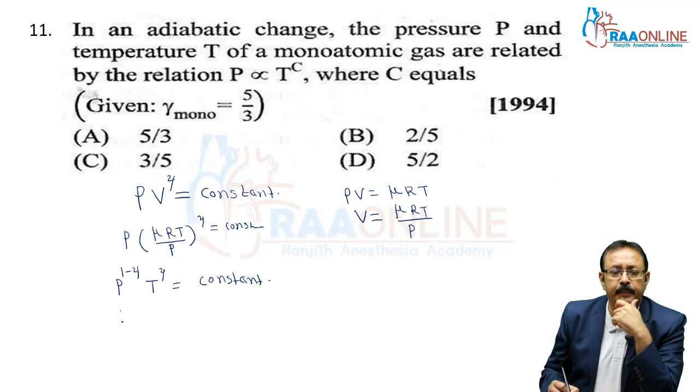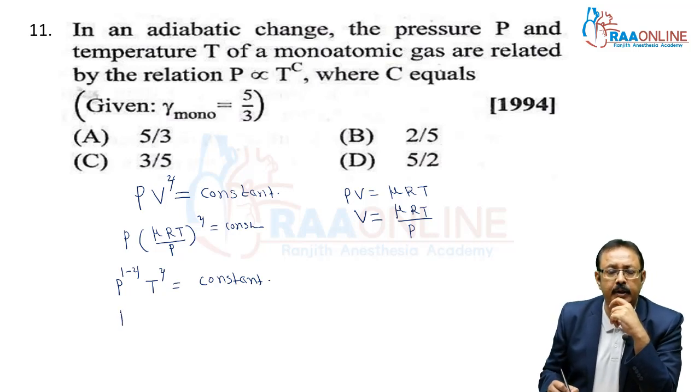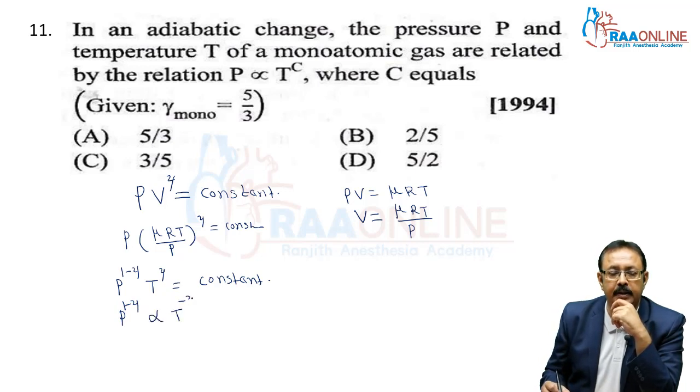It means P should be proportional to P raised to the power 1 minus gamma. It should be proportional to T raised to the power minus gamma. Take that on that side, transfer the power to that side. So what we are getting? P is proportional to T raised to the power minus gamma upon 1 minus gamma.